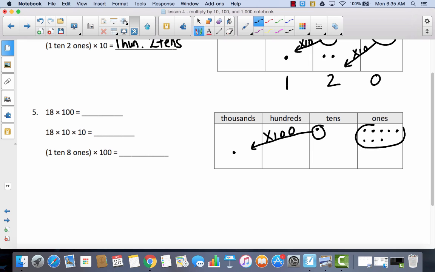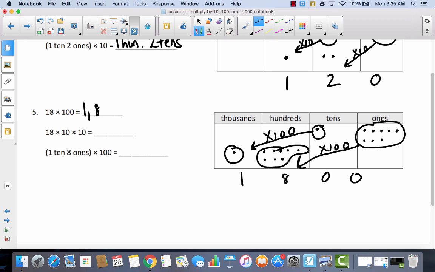And this 1 ten times 100 gives me 1,000. Now I'm going to take these 8 ones, and I'm going to multiply them times 100, which means I'm going to drag them 2 place values over. And now I'm going to have 1, 2, 3, 4, 5, 6, 7, 8 hundreds. Okay, so I've got 1,800. So 18 times 10 times 10 is equal to 1,800. 1 ten, 8 ones times 100 gives me 1,800. And again, it's okay to abbreviate.